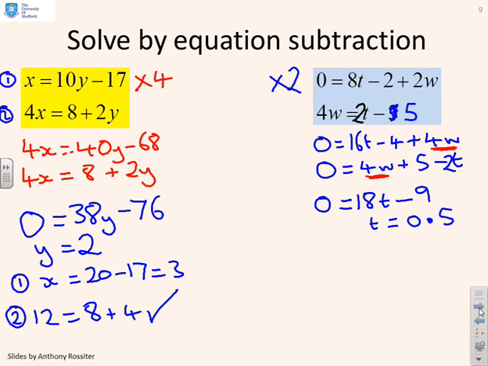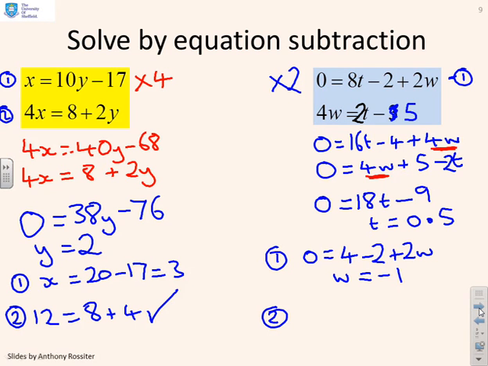Right, the next step is to put this value into the equations and solve for w. So I'm going to start by using equation 1. If I use equation 1, I get 0 equals 8t, which is 4, minus 2 plus 2w, and this tells me that w equals minus 1. And then I put both these values into the second equation. So 4w is minus 4, 2t is 1, and I've got a minus 5 there, and it checks.